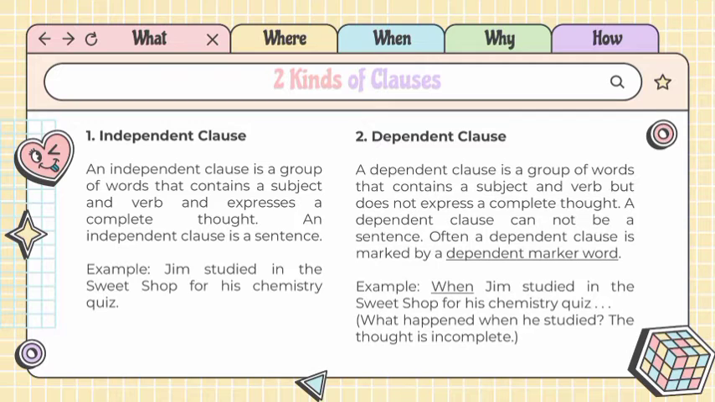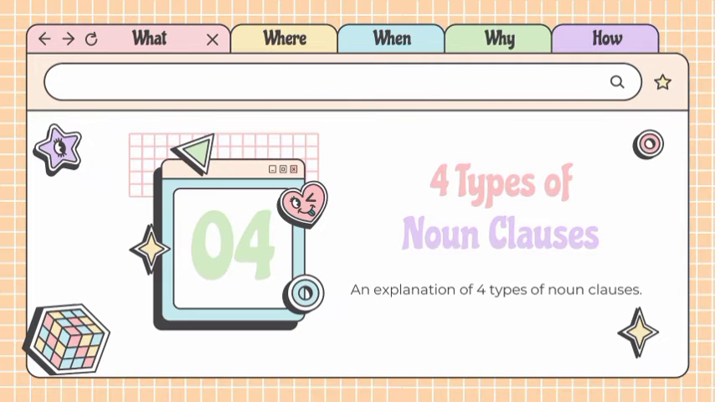Often a dependent clause is marked by a dependent marker word. Some common dependent markers: after, although, as if, because, before, even if, even though, if, in order to, since, though, unless, until, whatever, when, whenever, whether, while. Example: When Jim studied in the sweet shop for his chemistry quiz. What happened when he studied? The thought is incomplete.